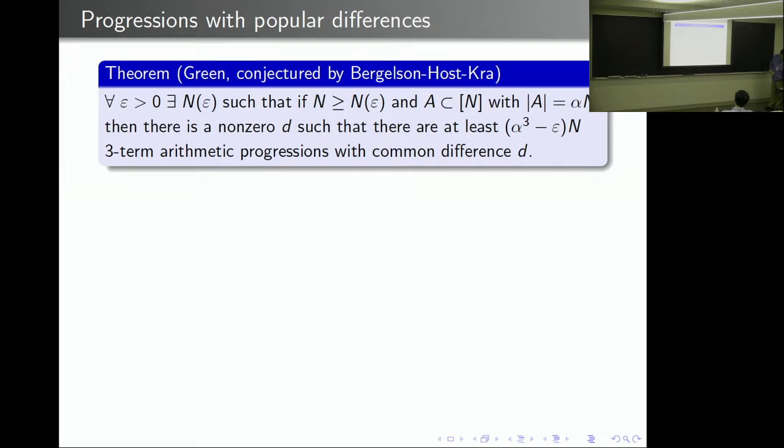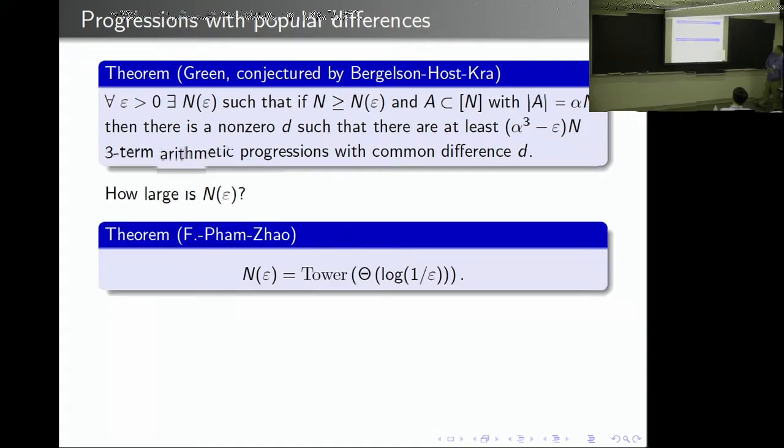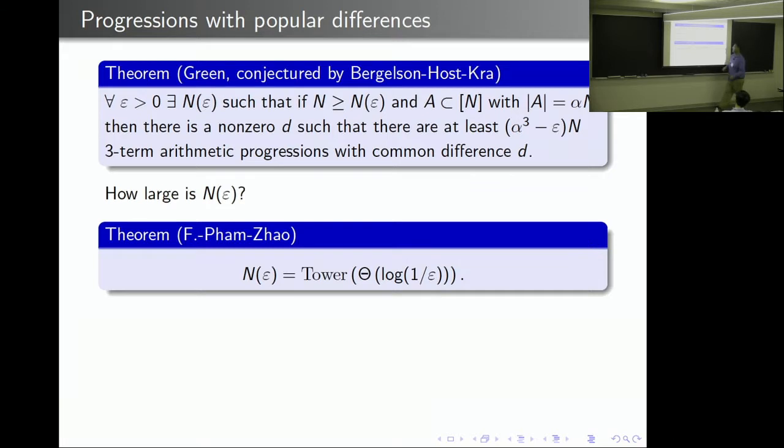And the proof used the arithmetic regularity lemma, and the natural question is, how large is this N of epsilon? So in recent work with Huy Pham and Yufei Zhao, we proved that N of epsilon grows as a tower of 2s of height logarithmic in 1 over epsilon, both as a lower bound and an upper bound. And we'll try to explain the proof of that.